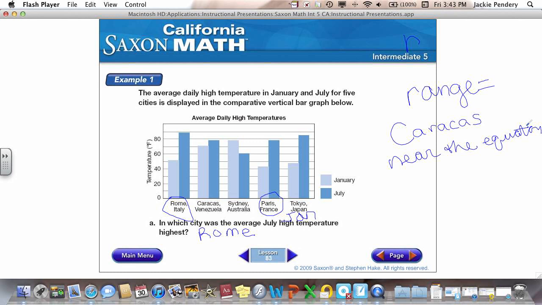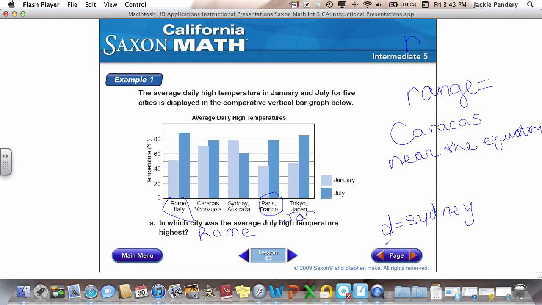All right, question D. For which city is the average January high temperature greater than the average July temperature? So if we look at all of our cities, okay. In Rome, July is higher. Caracas, July is higher. Sydney, January is higher. So for question D, Sydney has a higher temperature in January than in July.